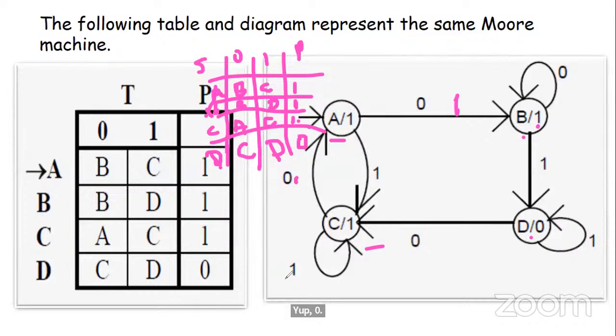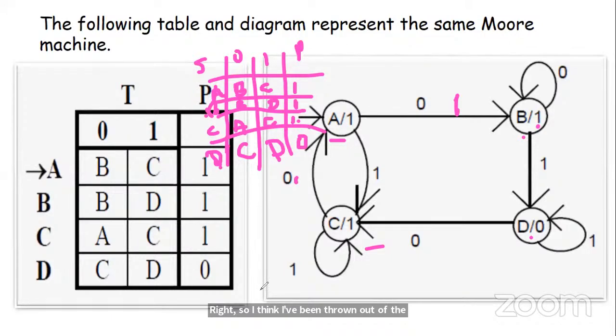Why are you putting your name? Is it time yet? Oh, we haven't finished the class. So we can say that in a Moore machine, every state has a fixed output. Yes, it has a fixed output.